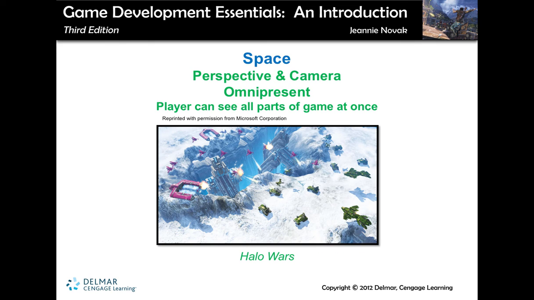Next, we'll talk about space. Okay, and when we talk about space in your level, we're talking about the perspective or the camera, and we're going to talk about the different types of perspective and camera that we have. The first one is omnipresent. So this is where you allow your player to see the entire game at once. Maybe there's different areas on a map that they can go to, but they can see the whole map. They can see the whole world at one time. So that's called omnipresent perspective.